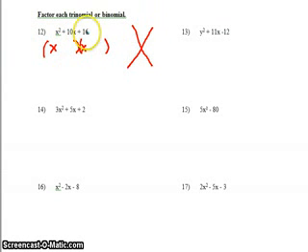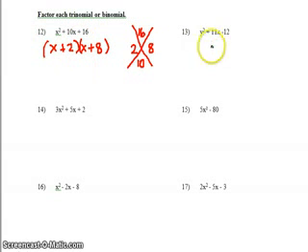Remember, the numbers are going to have to multiply to get this number, and add to get the number in the middle. So we need to ask ourselves which two numbers will multiply to get 16 and add to get 10. And I see that's 2 and 8. So we can make that x plus 2 and x plus 8. If we check, x times x is x squared, 2x and 8x is 10x, and 2 times 8 is 16, so it works out.